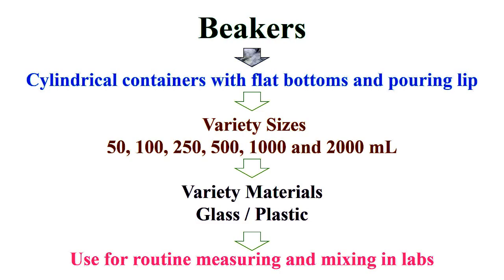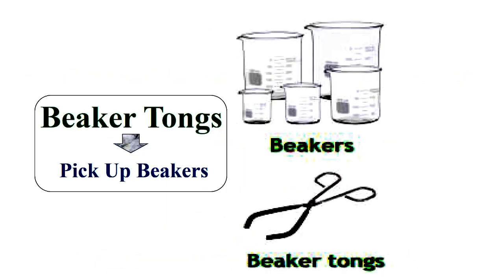Beakers are cylindrical containers with flat bottoms and a pouring lip, found in a variety of sizes, ranging from 50 to 2,000 milliliters, and a variety of materials, like glass and plastic, used for routine measuring and mixing in labs. And during use, beakers must be picked up using beaker tongs, as mentioned inside the slide.